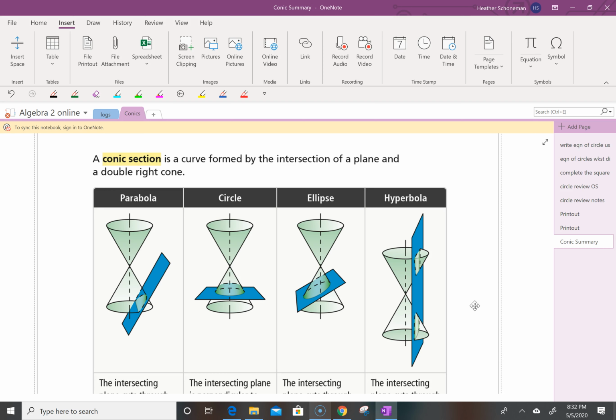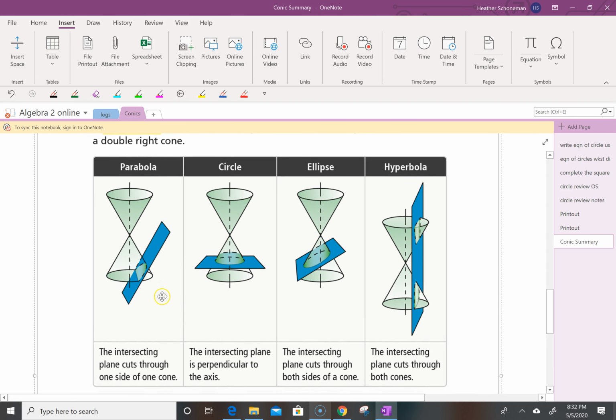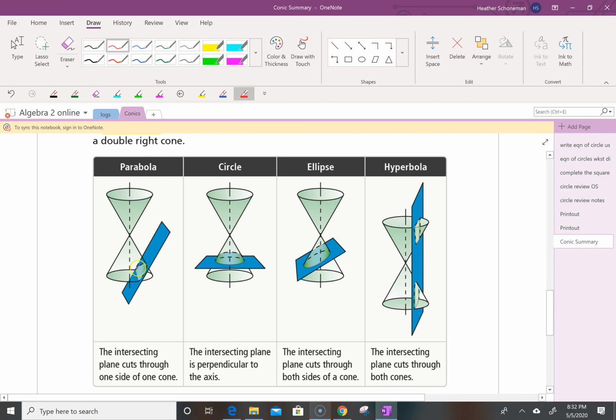So we keep talking about how there's four conic sections. So what are these conic sections? Well, if you have two cones that are stacked on top of each other with the points of the cones touching, and you have different intersections of a plane in that cone, you can create different shapes. On this first one, you have an intersecting plane that cuts through only one side of the cone. And when that happens, you create this shape right here called a parabola. This shape in here. Okay?